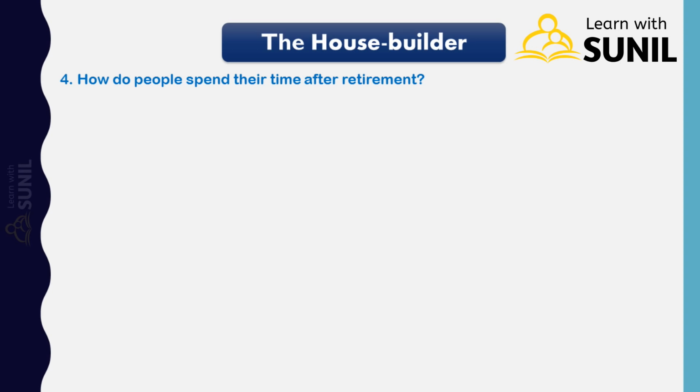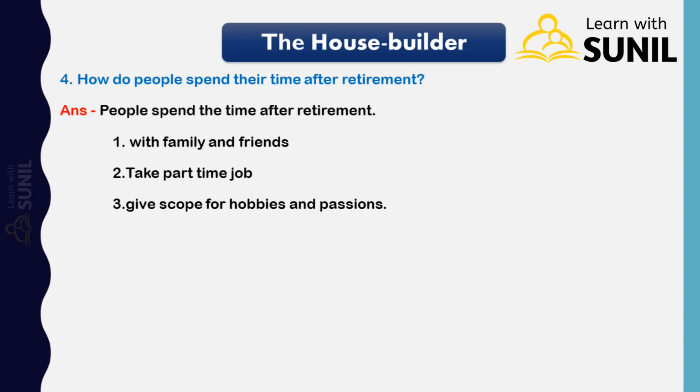Fourth, how do people spend their time after retirement? Answer, people spend the time after retirement first with family and friends. Second, take a part-time job. Third, give scope for hobbies and passions.